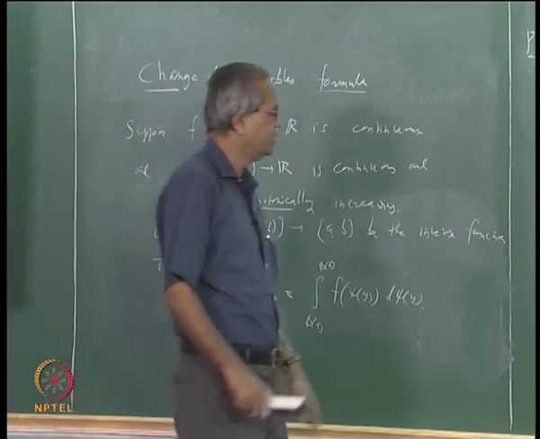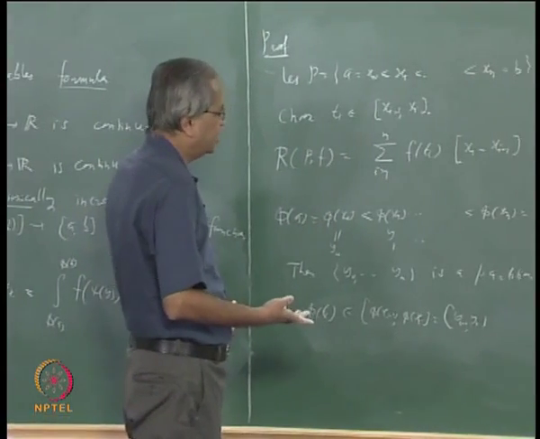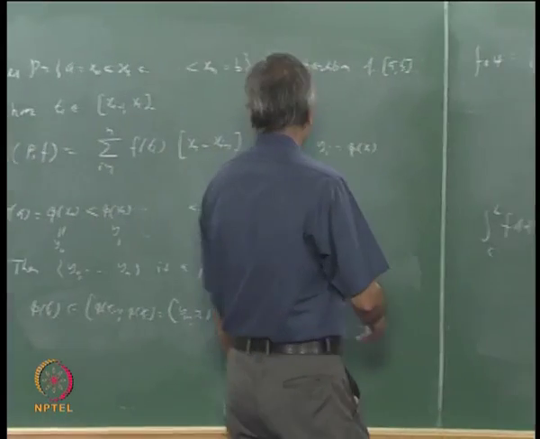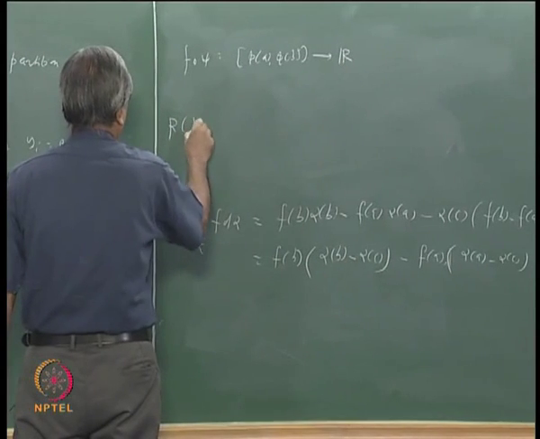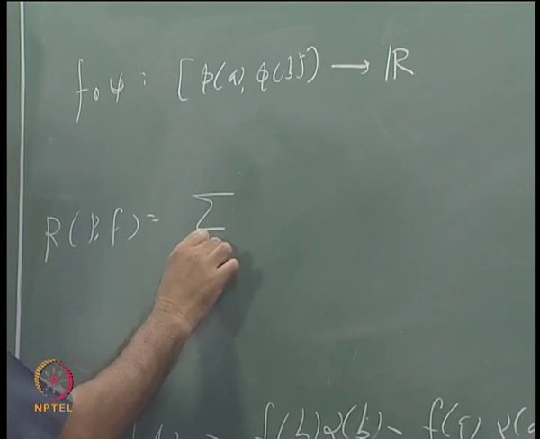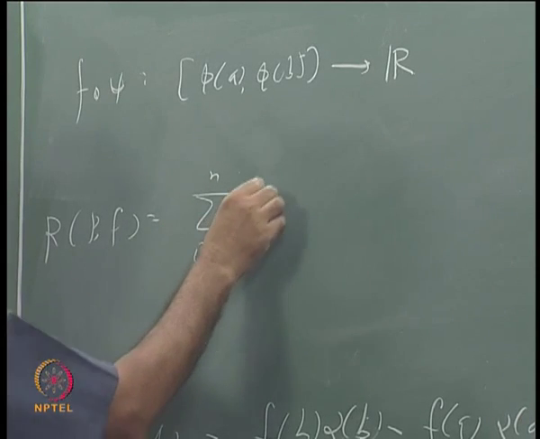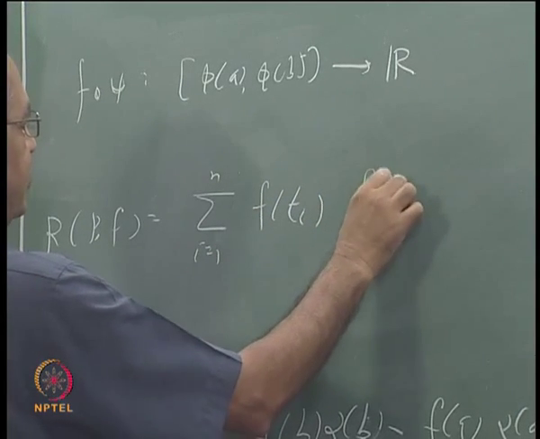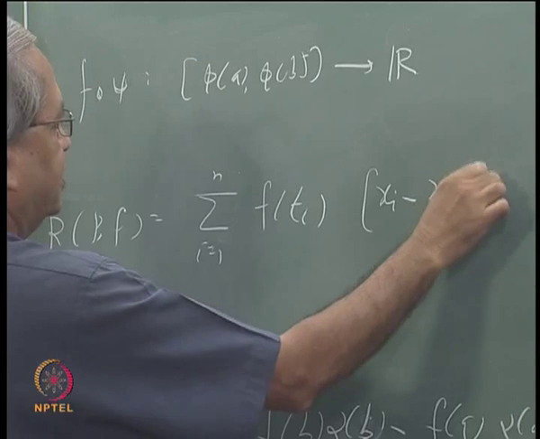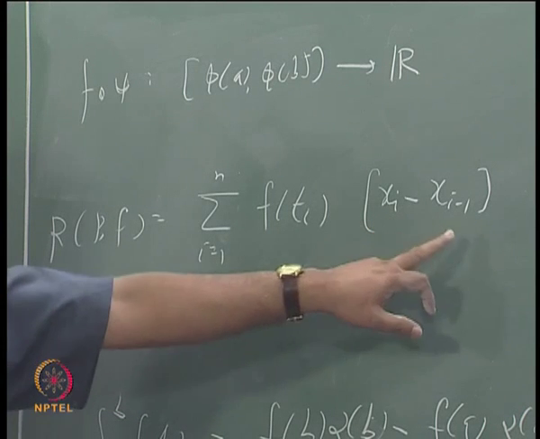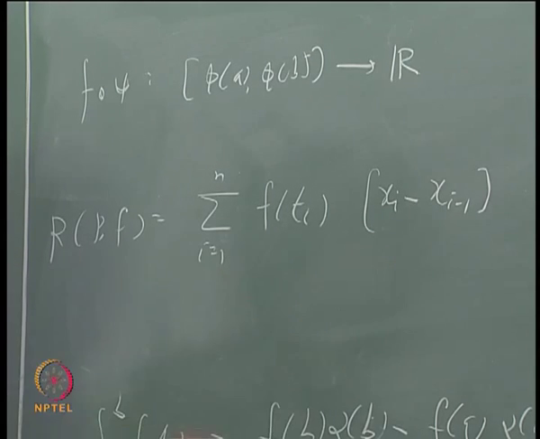So if you look at this now, we can express everything in terms of psi. For example, if you look at this sum here, let us leave R(P, f). What is this? That is nothing but the sum over i going from 1 to n, for the time being let me write it like this, f(ti) into xi minus xi-1. First thing, can I write this xi as psi(yi) and xi-1 as psi(yi-1)? Fine.